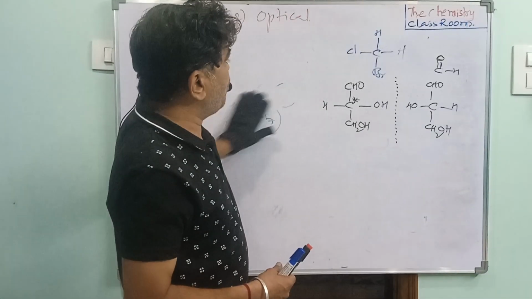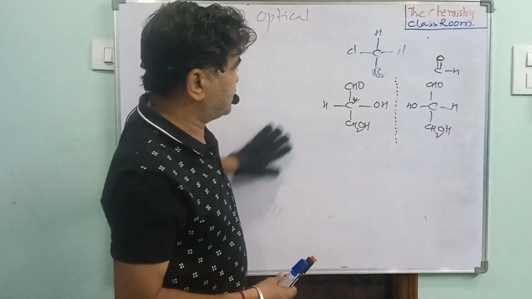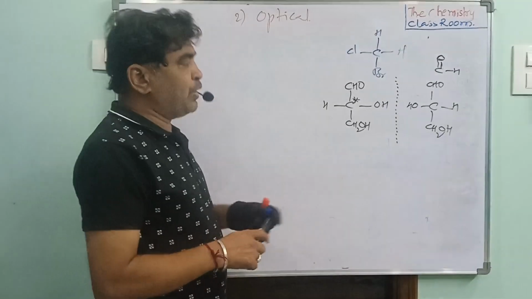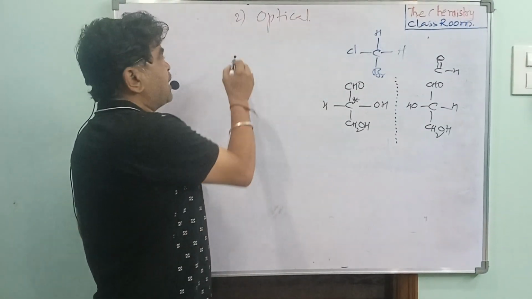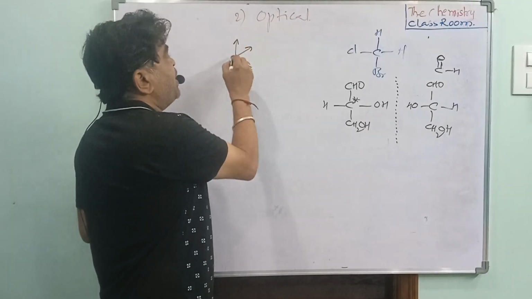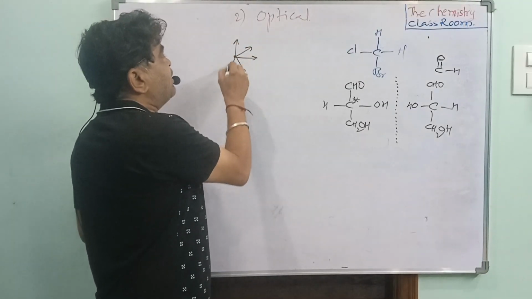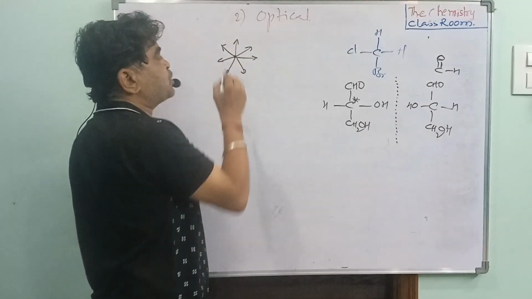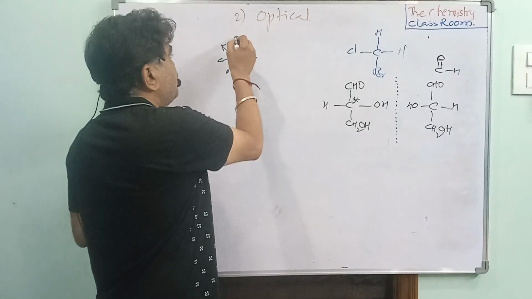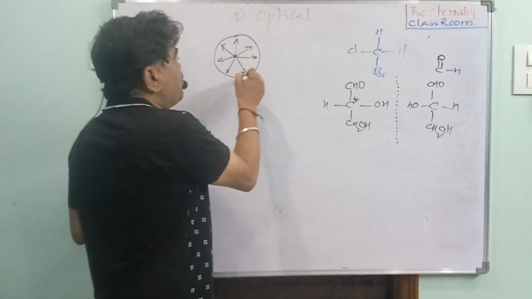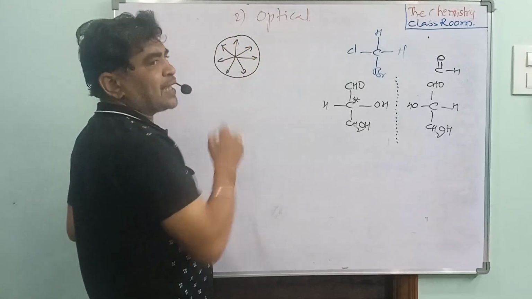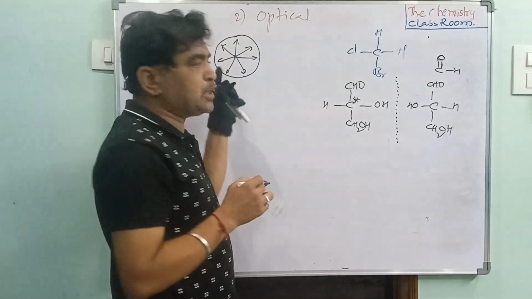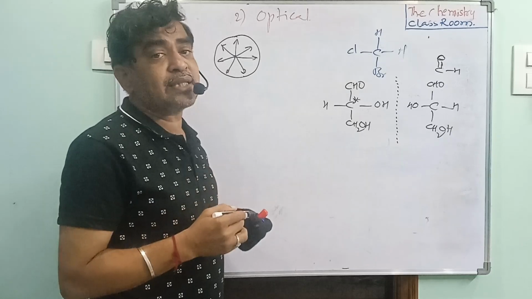Now let us see how they rotate the light. First, let us discuss polarized light. What is polarized light? When you see a light beam coming, the light is spreading over in all directions. When you observe it as a circle, the light is completely spread over the circle. That light is called polar light.